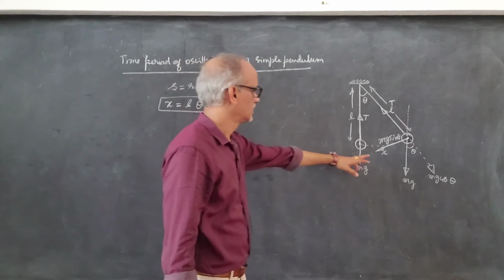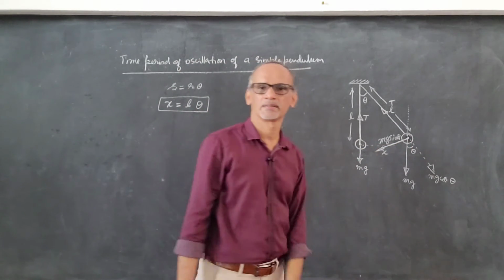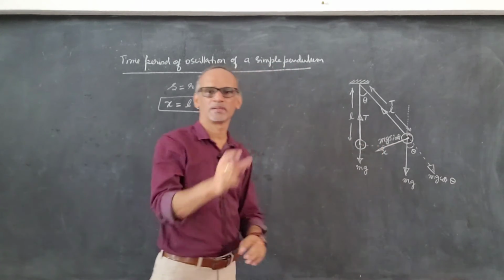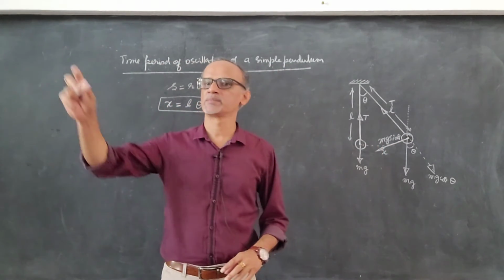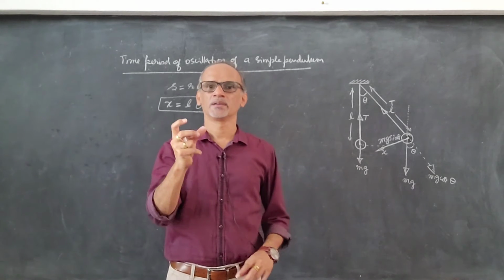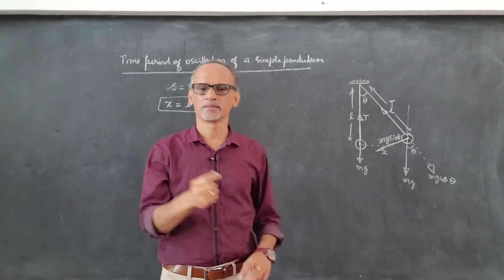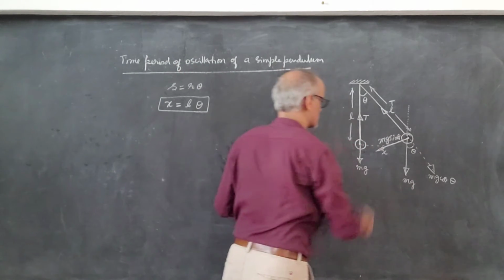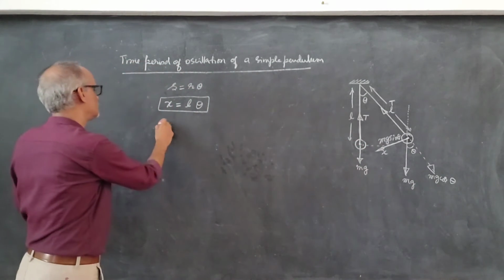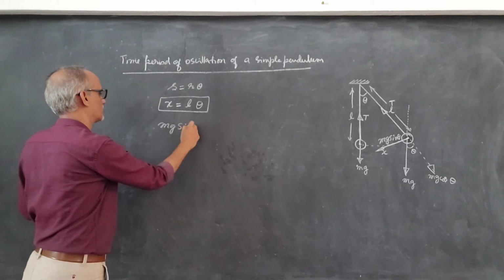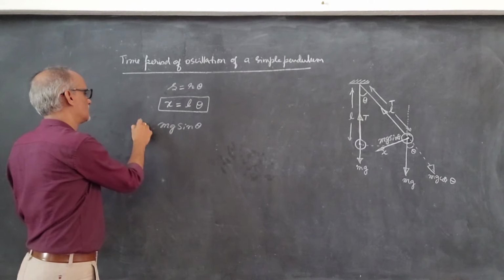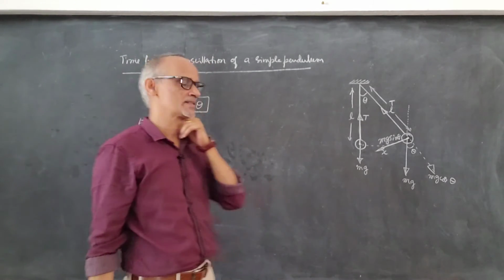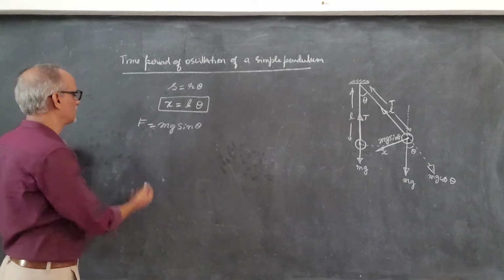It is this mg sin theta which helps the pendulum to come back to the mean position, because when the pendulum oscillates, it goes to the extreme position and it comes back. So what makes that pendulum come back? That is because a force acts. This is the restoring force. So mg sin theta is the restoring force. And what is the formula for that restoring force?